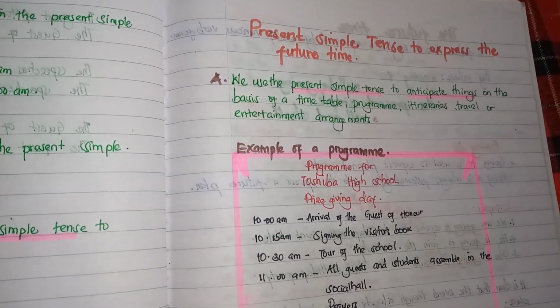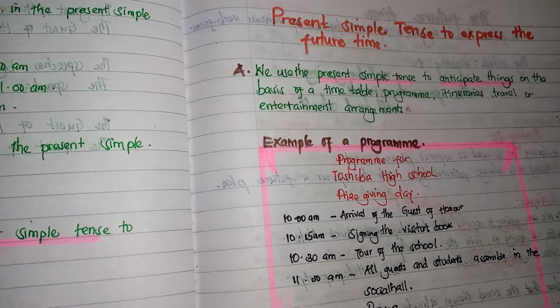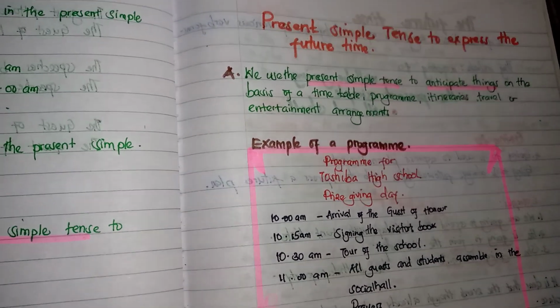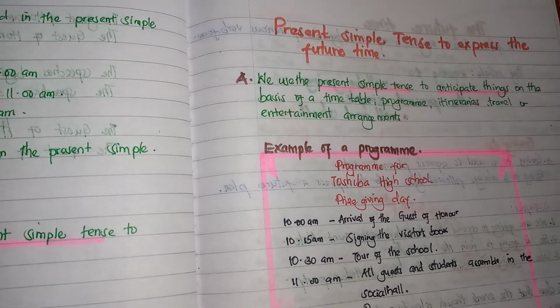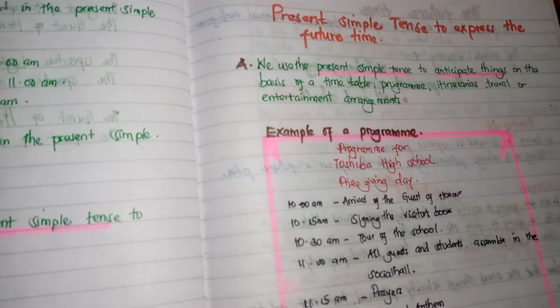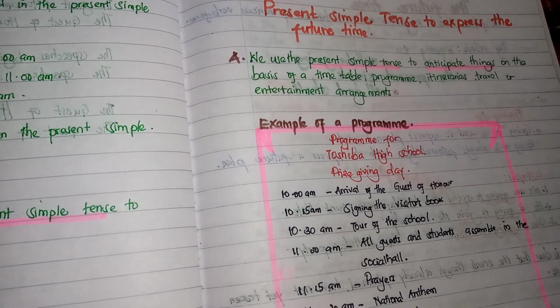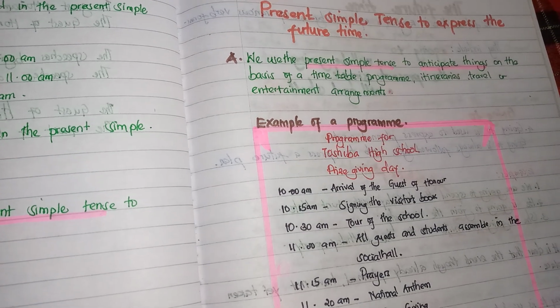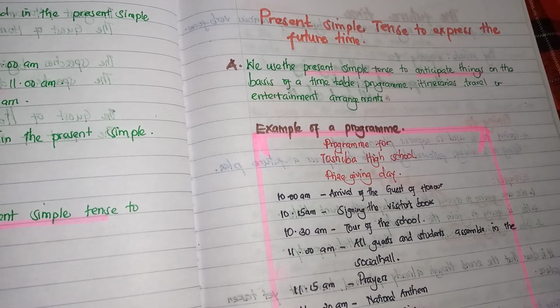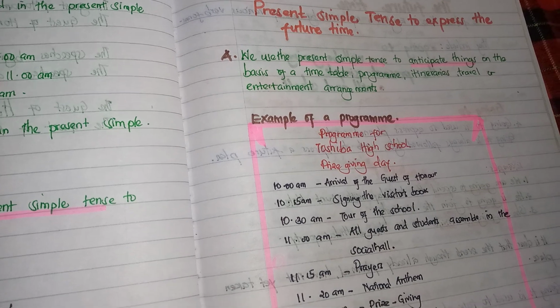Welcome to this lesson. In this lesson, we are going to learn how the present simple tense is used to express the future time. Now, we use the present simple tense to anticipate things on the basis of a timetable, programs, itineraries, travel or entertainment arrangements.